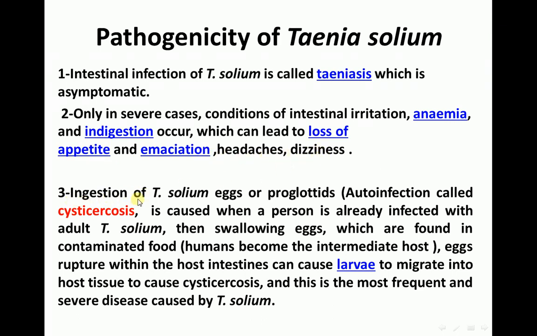Ingestion of Taenia solium eggs or proglottids means auto-infection. This condition, called cysticercosis, is caused when a person is already infected with adult worm, then swallowing eggs which are found in contaminated food. Humans become the intermediate host. Eggs rupture within the host intestine and can cause larvae to migrate into host tissue to cause cysticercosis. This is the most frequent and severe disease caused by Taenia solium.